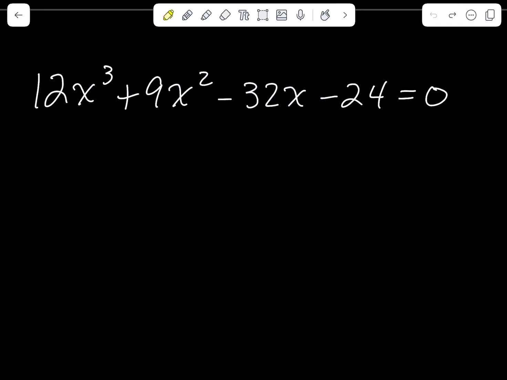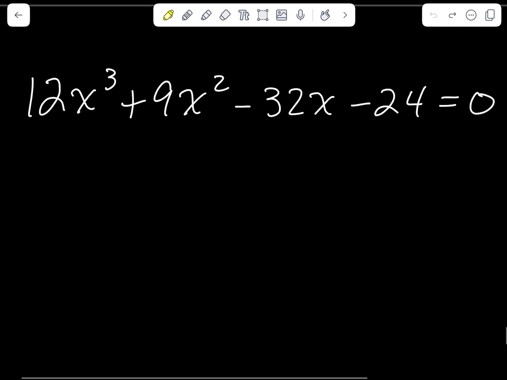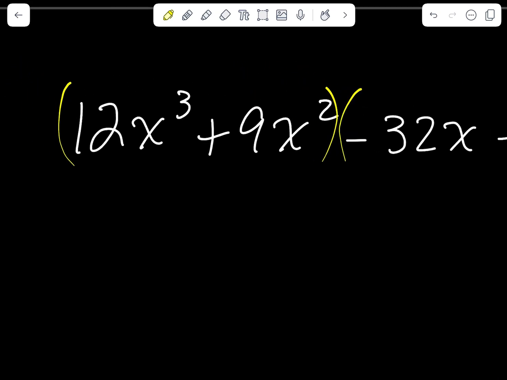In this problem, I'm going to show you guys how to solve a cubic equation using two methods. The first method is going to be the factor by grouping method, and then I will show you how to use the graphing calculator, the TI-nSpire, to solve this equation by graphing. The first thing you want to do here for factor by grouping is group the first two terms and then the last two terms together.